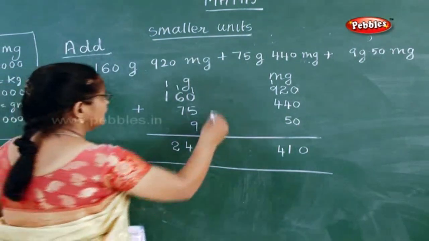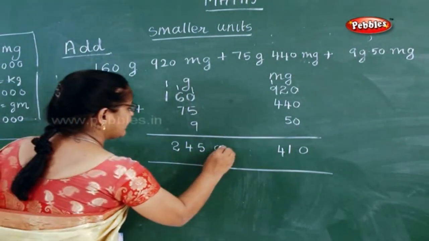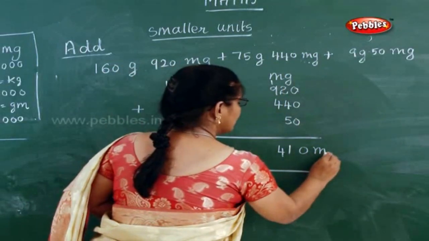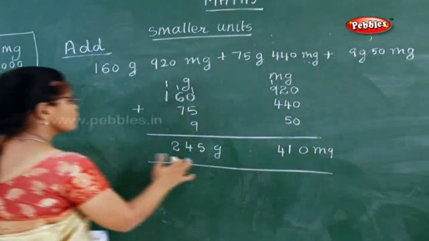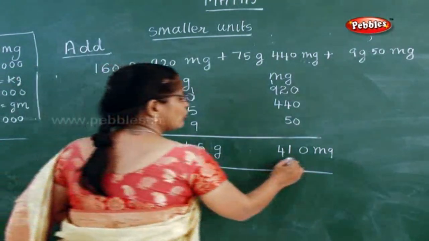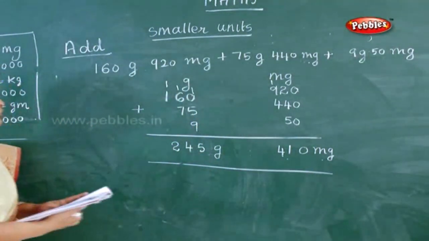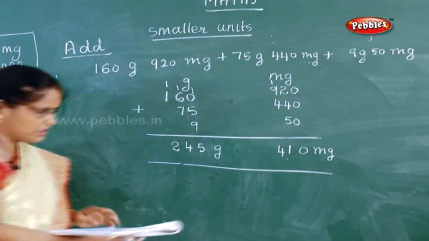So now what is the answer you have to write? Because I have given you gram, you have to write 245 grams. And what have you given here? It is mg. So this is how you have to do it. It is 245 grams and 410 mg. It is milligram. So this is how you have to do your addition sum.